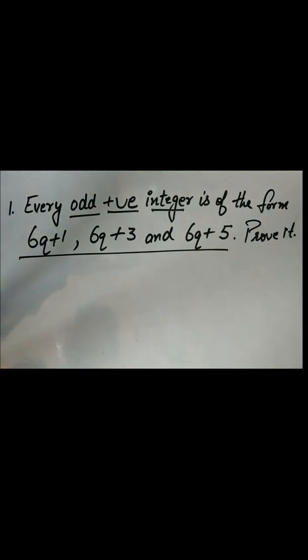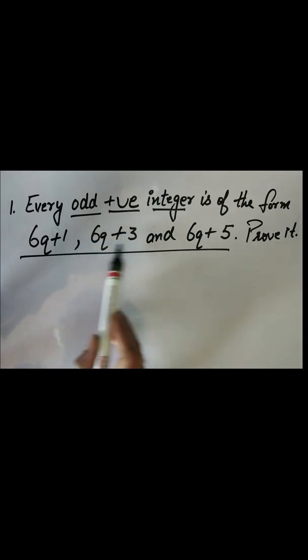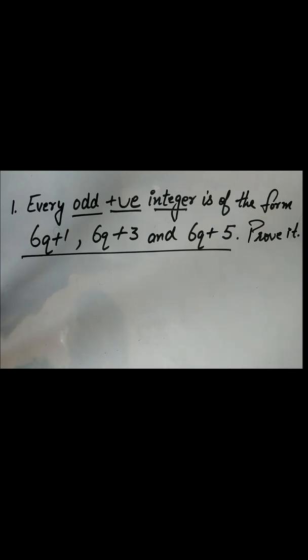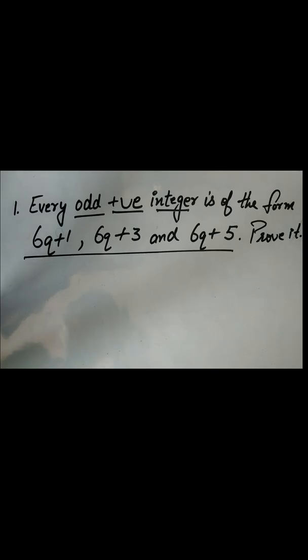Here we have a question from class 10, chapter number 1. Here you have to prove that every odd positive integer is of the form this. See, infinitely many questions can be made and you will be able to sort them also once you gain the main concept. So in this video, I'll not focus on the written procedure and all. I'll focus on the concept.